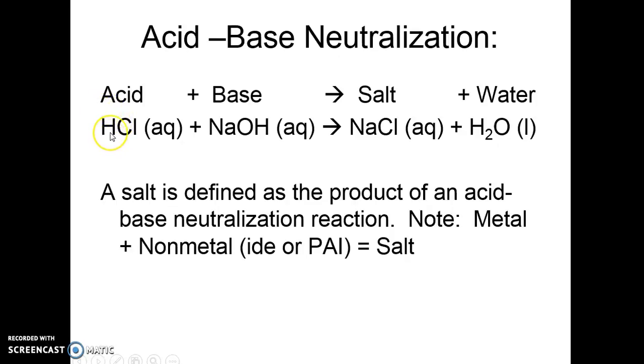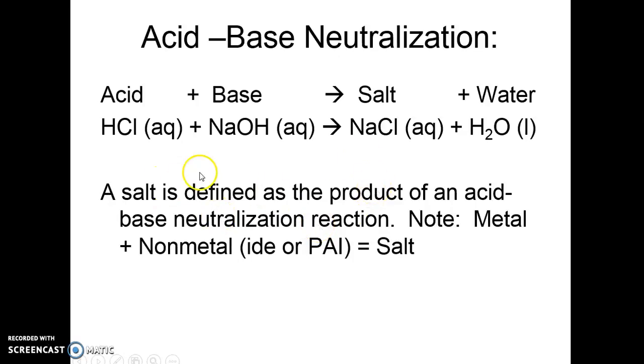The acid is going to give up its proton. The base is going to take it. So the proton here is going to be joining up with the hydroxide there. What does that make? Two hydrogens and an oxygen makes water. What's left over? The hydroxide and the proton went to make water. What's left over is sodium and chloride. Sodium chloride. A salt is actually defined as the product of an acid-base neutralization reaction.